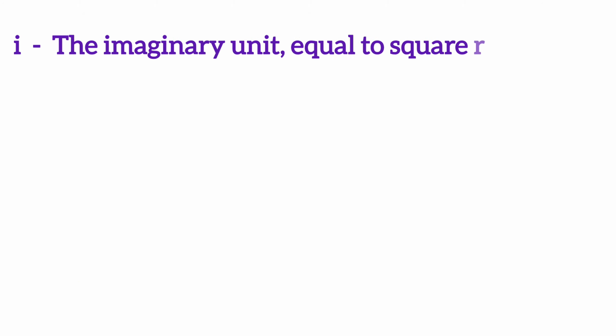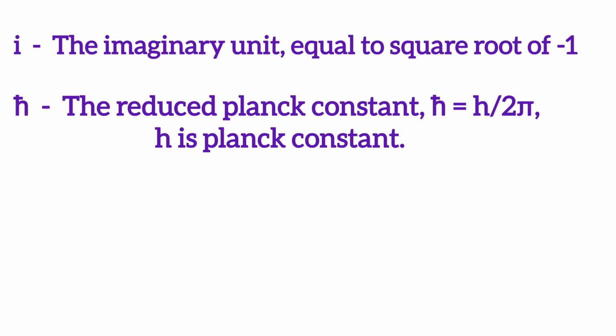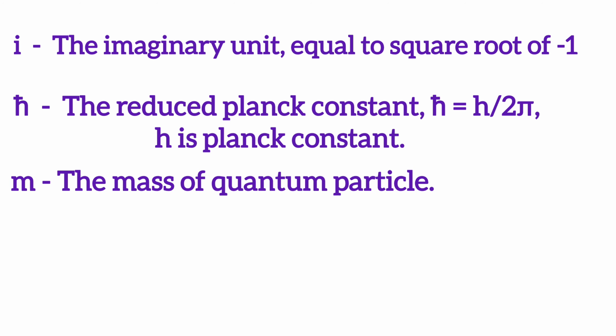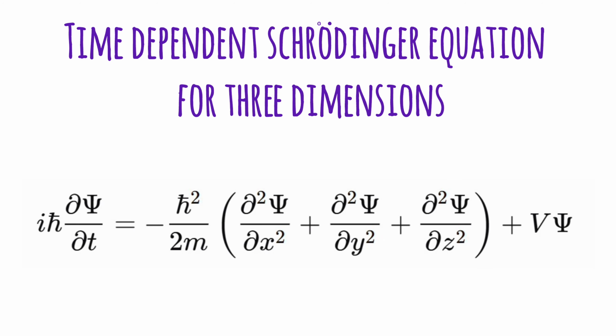i is the imaginary unit equal to the square root of minus 1. ħ is the reduced Planck's constant, given by ħ equals h upon 2π, where h is Planck's constant. m is the mass of the quantum particle. V(x, t) is the potential energy of the system, which can vary with position x and time t. Similarly, we can write the time-dependent Schrödinger equation for 3 dimensions.